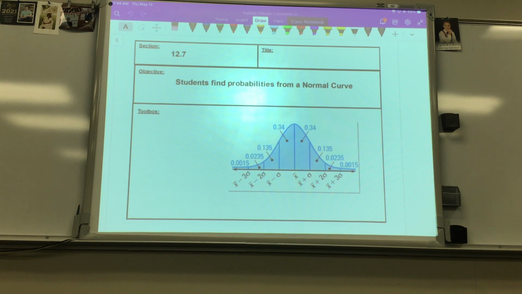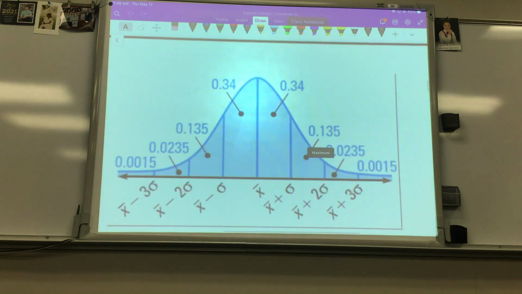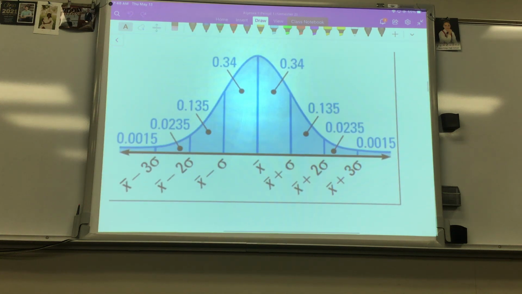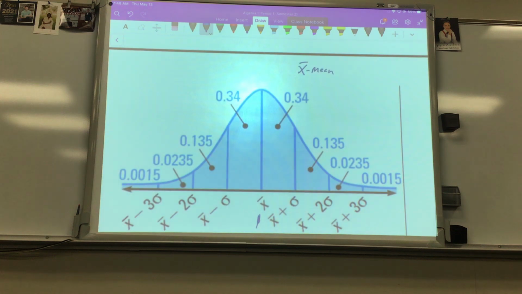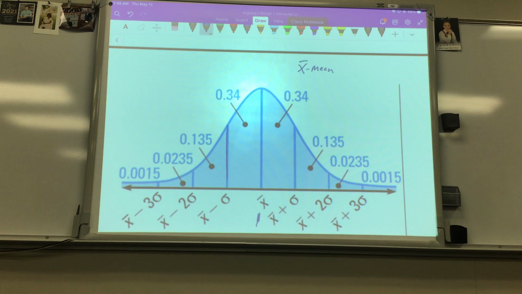Today, finding probabilities from a normal curve. Now a normal curve is what typically happens. So as a teacher, on a test, in the middle of the normal curve falls the mean. That x bar, that's the mean. Based off that mean, I would expect 68% of you to fall within what's called one standard deviation. Standard deviation tells us the spread of the data.